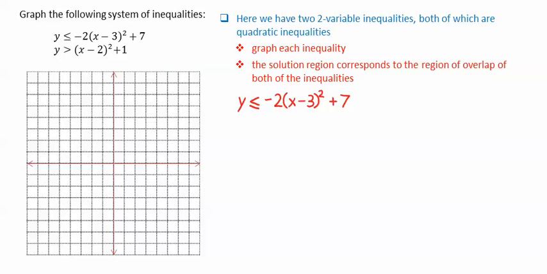The first inequality, y less than or equal to negative 2 times x minus 3 all squared plus 7. Note this is given in vertex form. The vertex is at the point 3, 7. The a value of negative 2 means that it opens downwards, and it's a vertical stretch factor of 2 relative to the basic y equals x squared parabola.